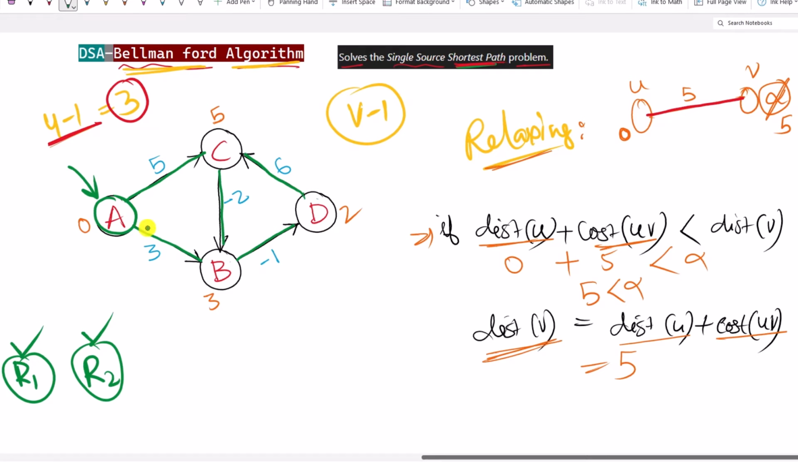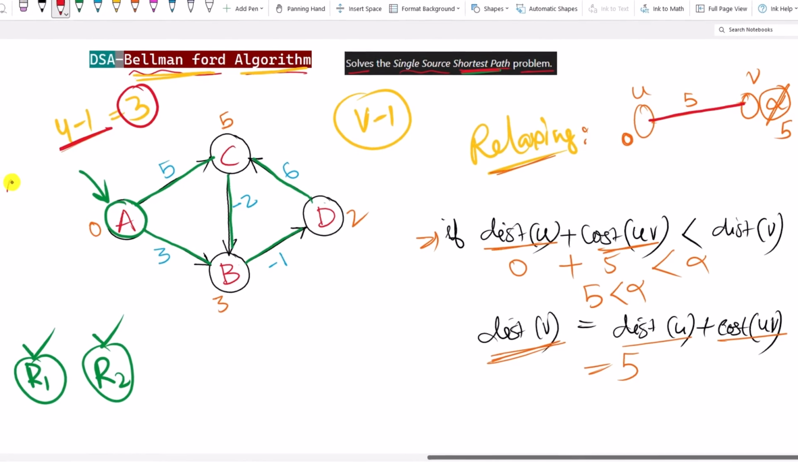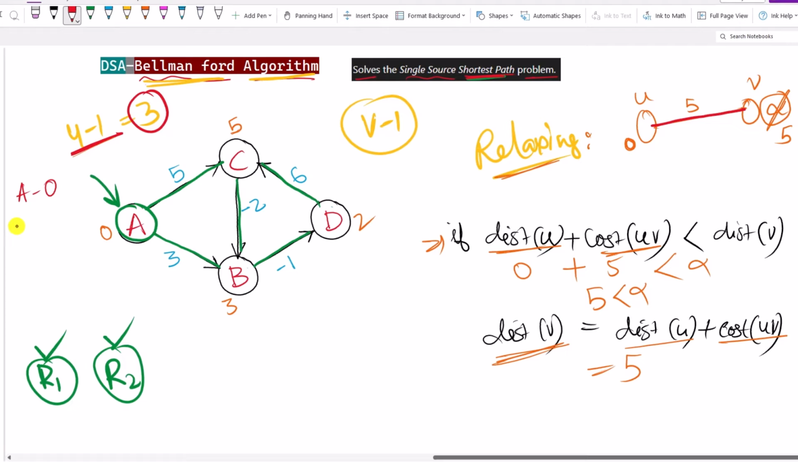So that means we have found the shortest path from the source to all the other vertices. For vertex A we have the distance 0, for B we have 3, for C we have 5, and for D we have 2. Here we have done only 2 relaxations and we have found the output. But in real cases we have to perform all of the 3 relaxations to get the output.